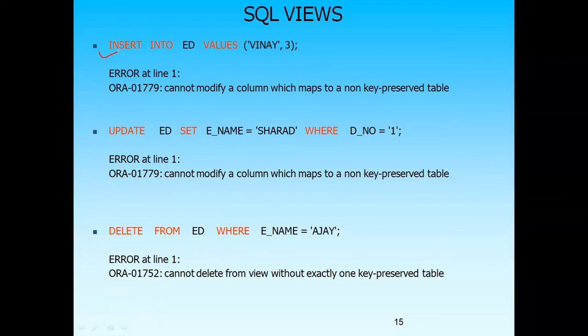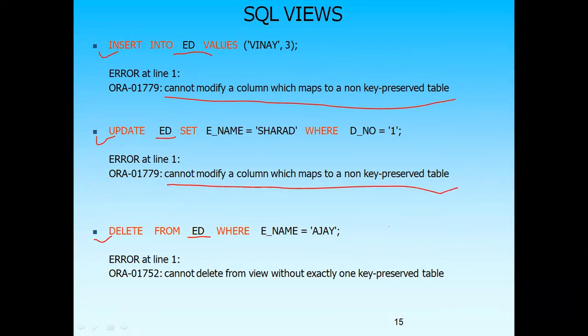Here I have used insert operation on the join view. Here I have used the update operation on the join view, right? Here I have used the delete operation on the join view. So if you observe again, my error is showing here, cannot modify a column which maps to non-key preserved table. That means what? We can't perform the operation on the join view.